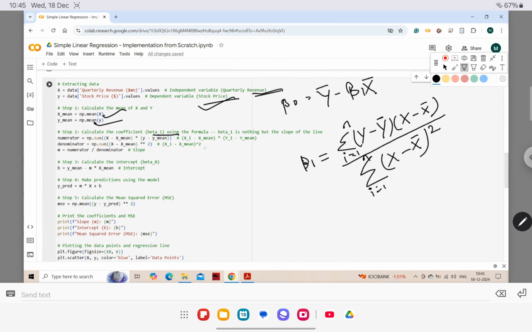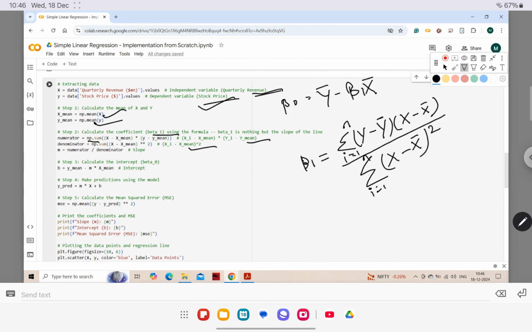Numerator, we calculated the numerator, that is xi minus x bar, into yi minus y mean, and summed over it, if you see here. Then we calculated the denominator in a similar way, and we have got the value of beta 1.